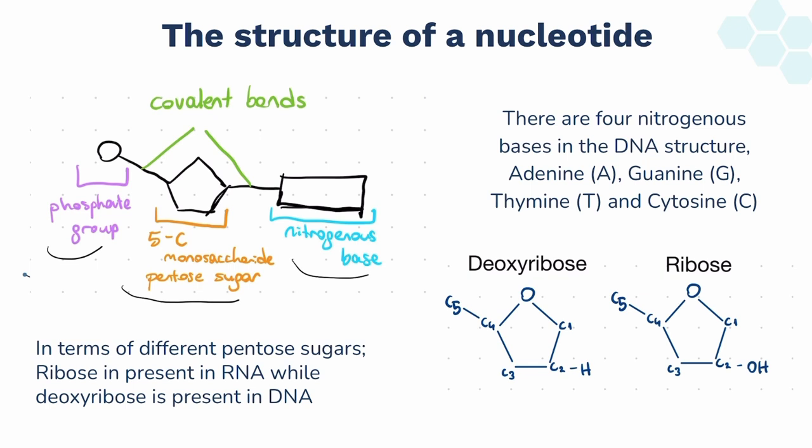In terms of different pentose sugars, because there are 2 types of pentose sugars, ribose is present in RNA while deoxyribose is present in DNA. Knowing their difference is important for the IB. The ribose includes an OH group attached to its carbon 2, while the deoxyribose includes only hydrogen attached to its carbon 2. The name deoxyribose comes from there as well. Deoxy basically means lacking one oxygen. So their difference is basically that deoxyribose lacks one oxygen attached to its carbon 2, but ribose has that oxygen.